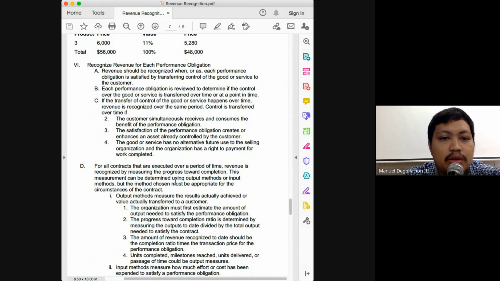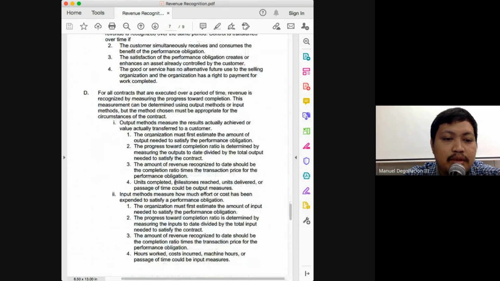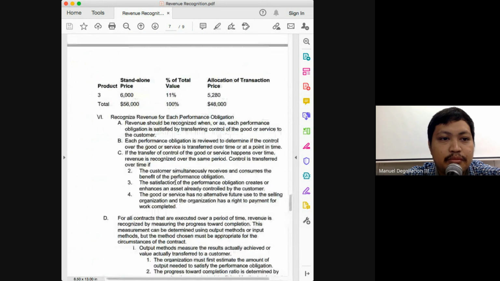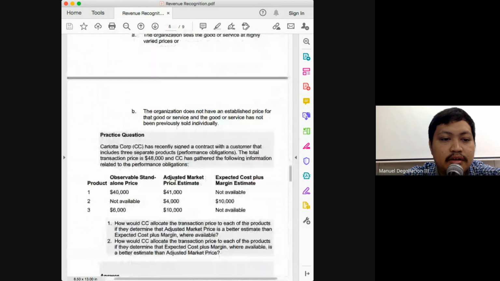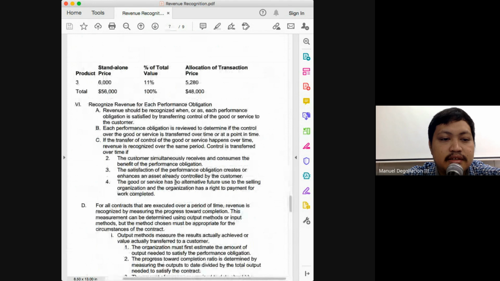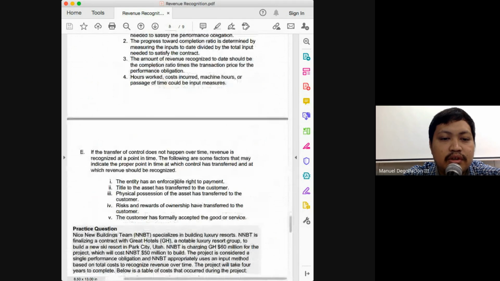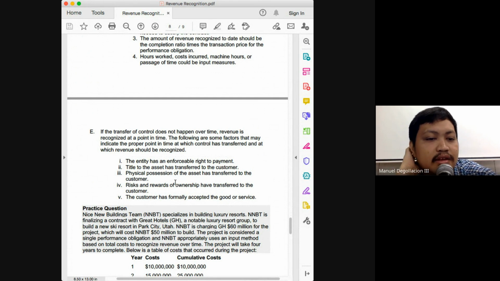But one thing I want you to give attention to, class, will be revenue that would be recognized at a point in time. That's letter E under Roman numeral 5.6. If the transfer of control does not happen over time, revenue is recognized at a point in time. The following are some factors that may indicate this. So please make sure to be familiar with these 5.